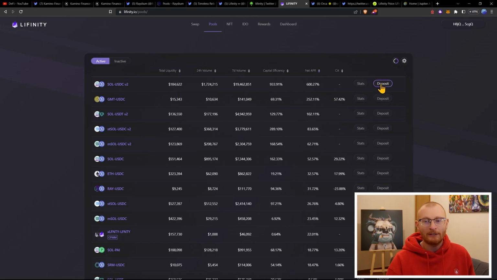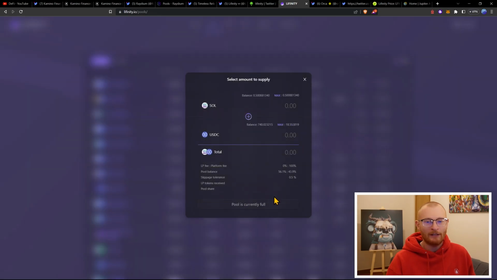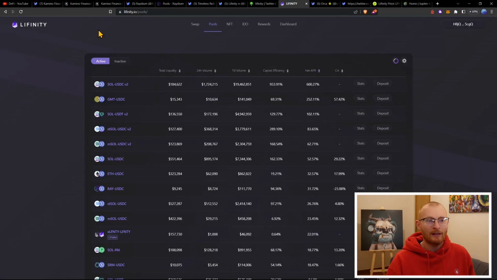If we click on deposit, it will not give us the option because this pool is currently full. And essentially what happens is Lifinity, they own the liquidity in the protocol. They earn a portion of the fees, which goes to their team, and then the others go to, as you know, buying the tokens and stuff like that.